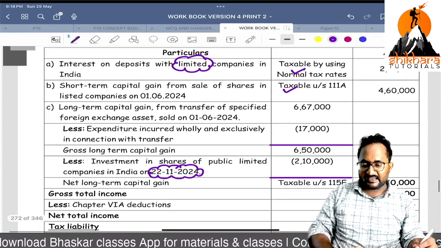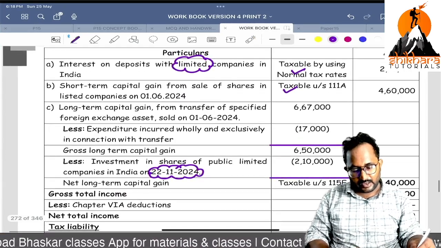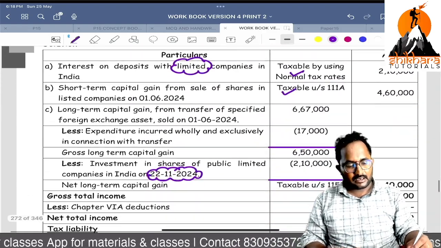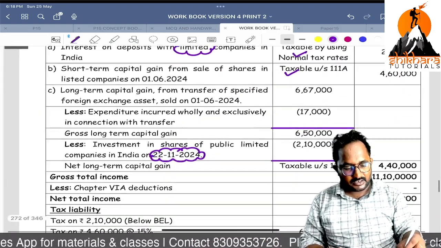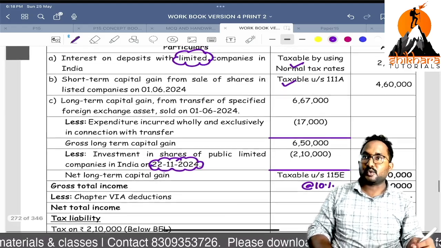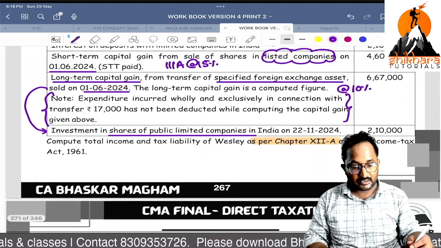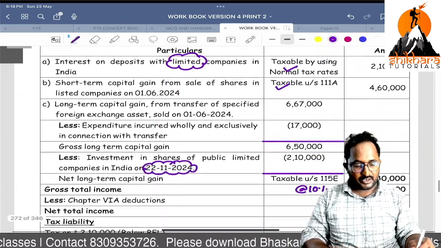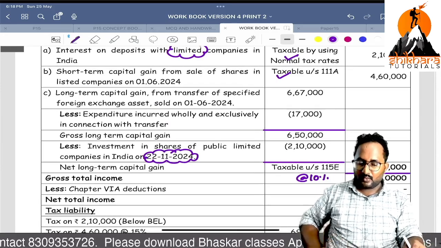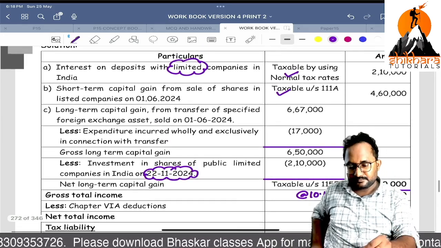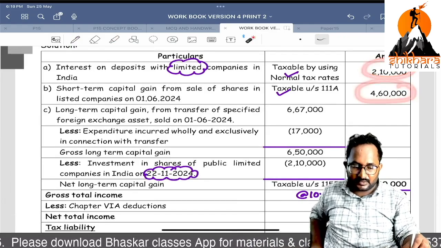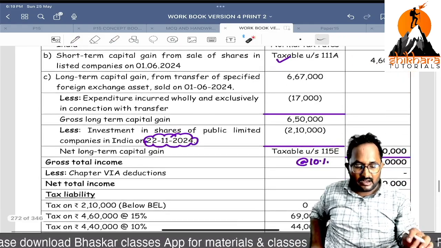How much amount of an exemption you can get, ma? 2,10,000. Now, can you tell me what is a taxable rate here? I think 115E means nothing but what rate, ma? 10%. Before 23/7/2024, that one 10%. Now, can you tell me what is the total income we got, ma? Yes, 2,10,000, 4,60,000, 4,40,000, total 11 lakh.